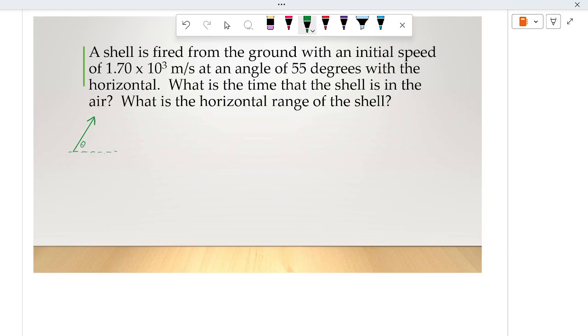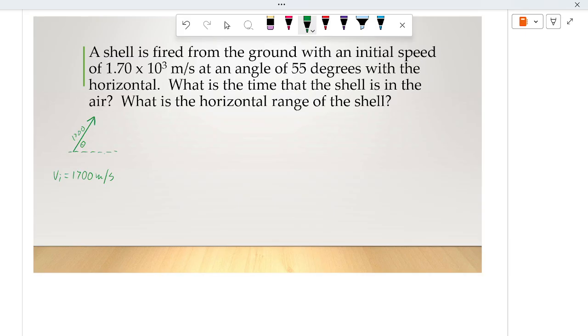So the first thing I'm going to do is write down my givens and draw my picture. So I've got a picture here of our vector, and this vector has a magnitude of 1,700 meters per second. And I'll write that down right here. Vi equals 1,700 meters per second.